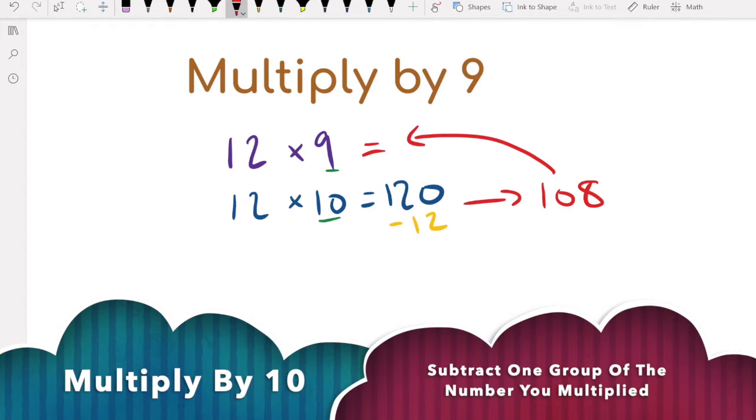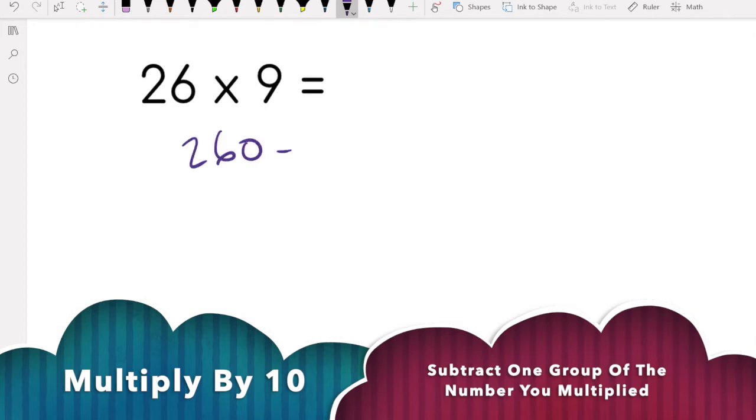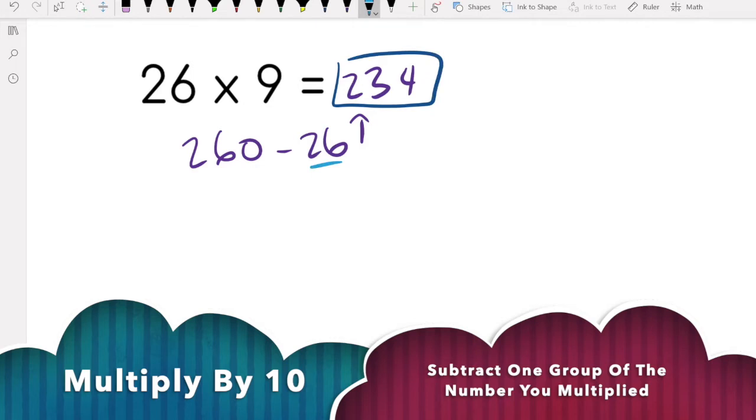This might seem like more work, but it's actually not. You can do this really quickly, rapidly, in your head, no problem. So 14 times 9, again, you're going to do 14 times 10, which is 140, and then you're going to subtract one group of 14, and that gives you 126. 26 times 9, you do 26 times 10, you subtract one group of 26, and that gives you 234.